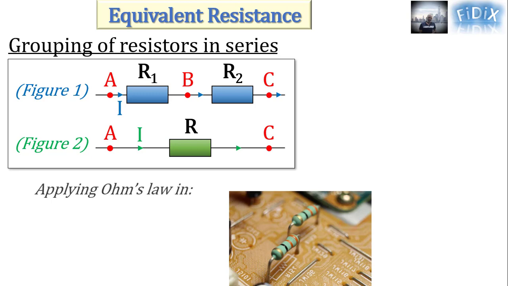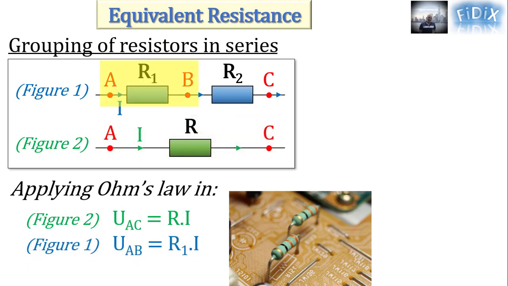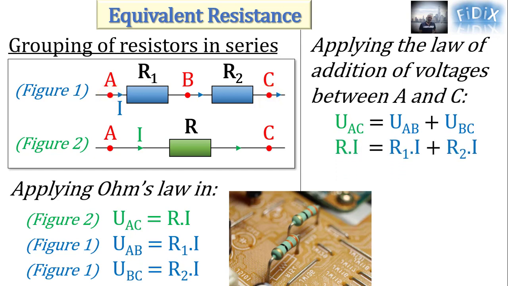circuit. Applying Ohm's law in figure 2, we can write UAC equals RI, and in figure 1 we can write UAB equals R1I and UBC equals R2I. Then, applying the law of addition of voltages between A and C, we can write UAC equals UAB plus UBC. Then we replace each parameter by its expression and get RI equals R1I plus R2I.